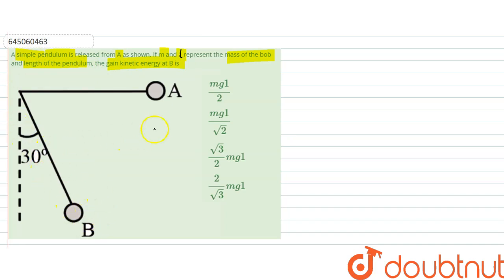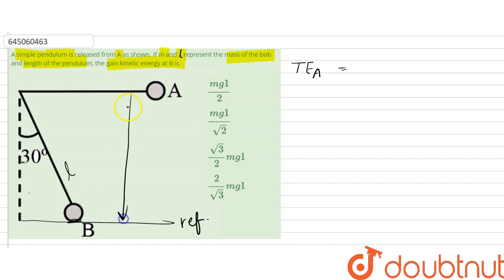So what we can say is that there would be an energy change. The total energy at A, we can consider that the initial velocity was 0. We can consider this to be the reference position. With respect to that, it was at a distance, let's say this position, this is L, so it would be L cos theta. So this height is L cos theta.